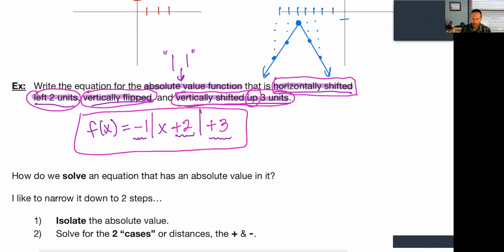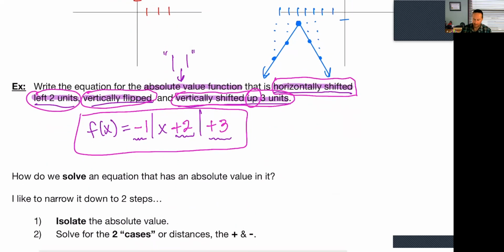So how do we then solve an equation with an absolute value in it? Not just talk about the looks of them like we did here and there and then working backwards, but how do we actually solve one of these equations for x given some y value? Well, it's pretty simple. For the absolute value, make a V, and that tells you you got 2 steps.